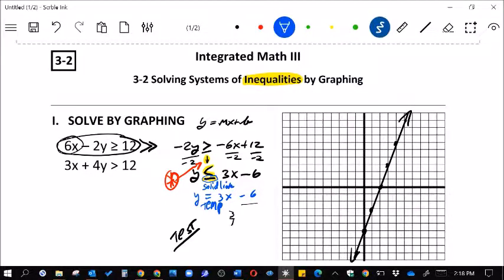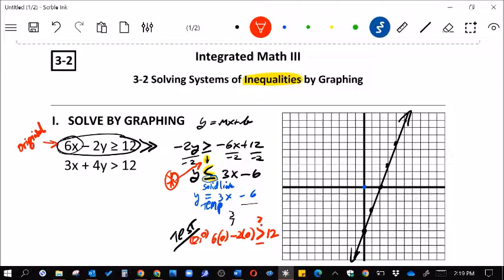The way we're going to do it is pick a point on one side or the other, and 0, 0 is the easiest way to do it. So I'm going to test 0, 0, and I'm going to go back to the original for testing. I think I'm going to write that clearly. And I'm going to plug in 0 for the x, minus 2 times 0 for the y, and see, is it true that it's greater than or equal to 12?